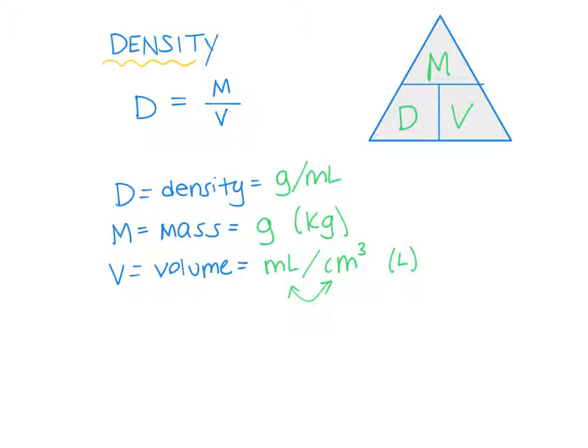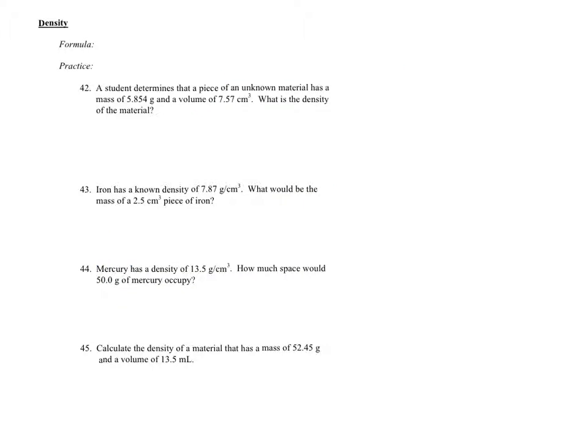Density equals mass over volume. If you cover up the V, for example, V equals M over D, mass over density. Or if you cover up M, they're next to each other, so mass equals D times V. So it's really up to you which way you choose to remember the formulas. Just remembering D equals M over V is completely sufficient.